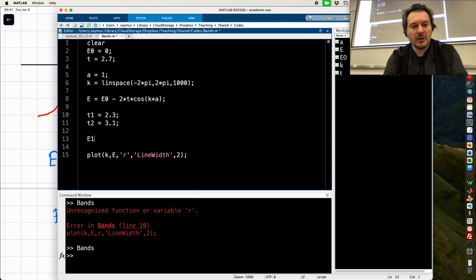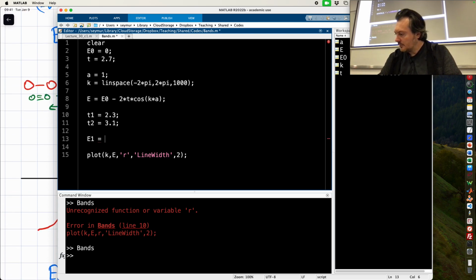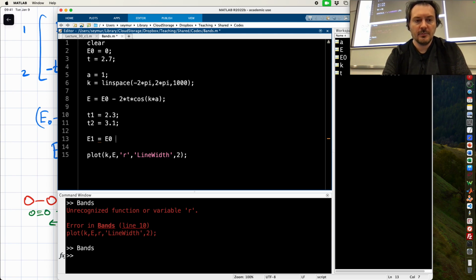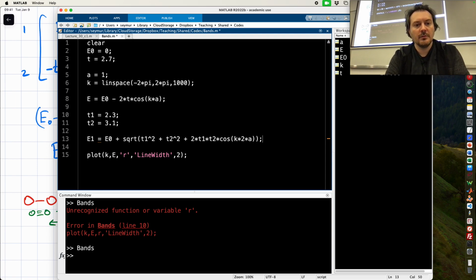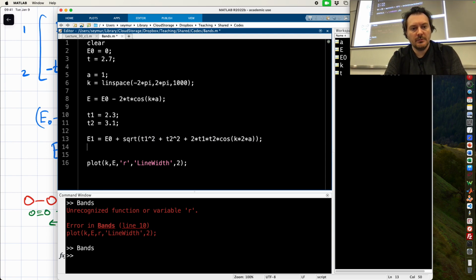So E1 is over here. The formula is E0 plus square root of T1 squared plus T2 squared plus, so should we go with cosine K times 2A, right? Yes? That's E1, and E2 is the same one with minus, with negative. Yes?